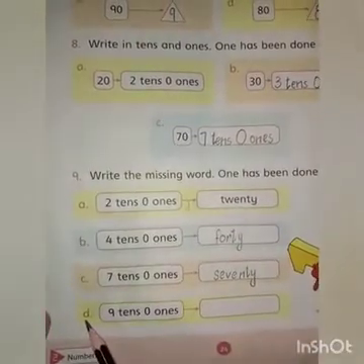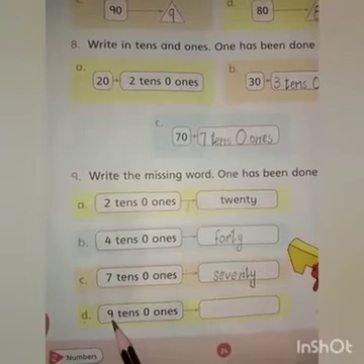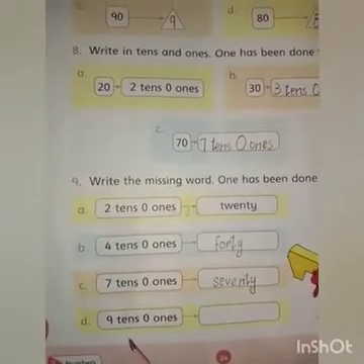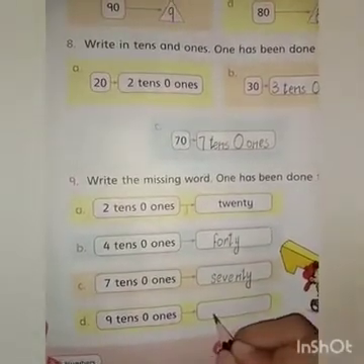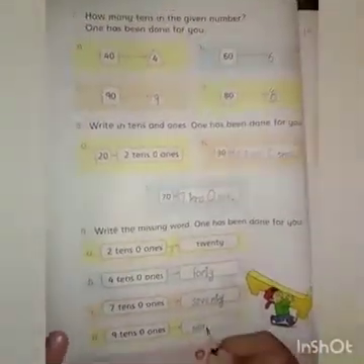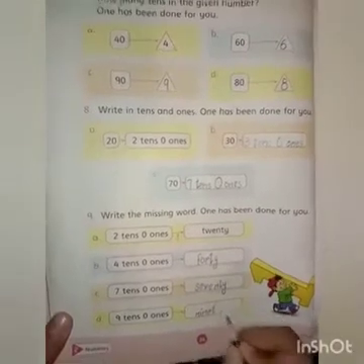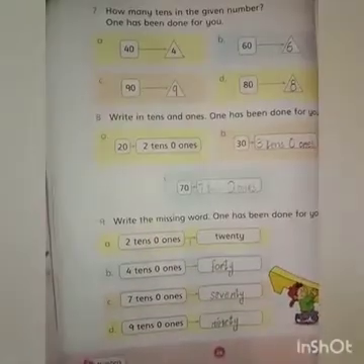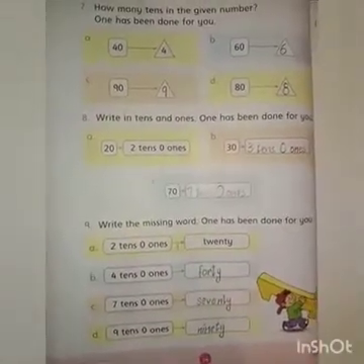Here we have point D. At point D, here we have 9 tens and 0 ones, which make the number 90. We are going to write here 90. N, I, N, E, T, Y. 90. Students, our 2 days work is complete.